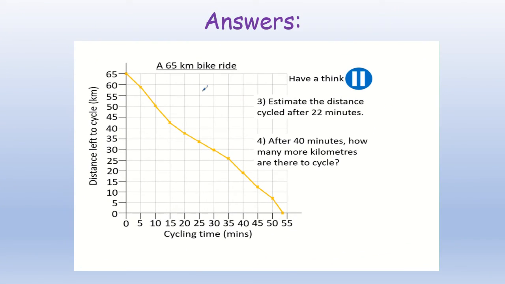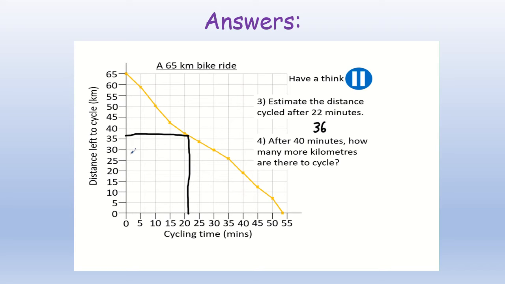Question 3 asks us to estimate the distance cycled after 22 minutes. So we need to find roughly where 22 minutes would be. And this is why it's an estimate. We can't be exactly sure because it's not a plotted point. If I go up until I hit the line graph and then go across, I end up here, which I think is about 36.